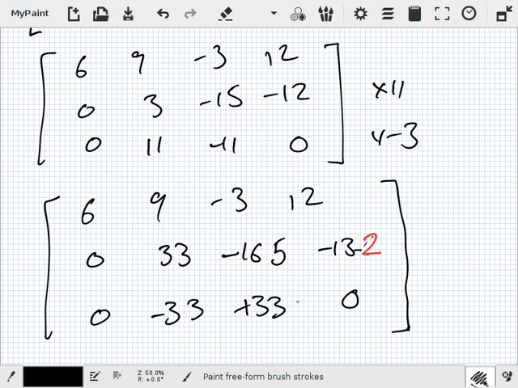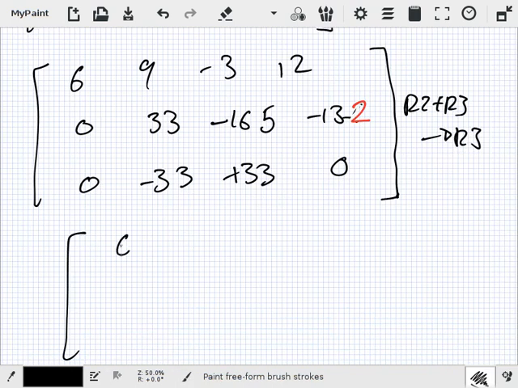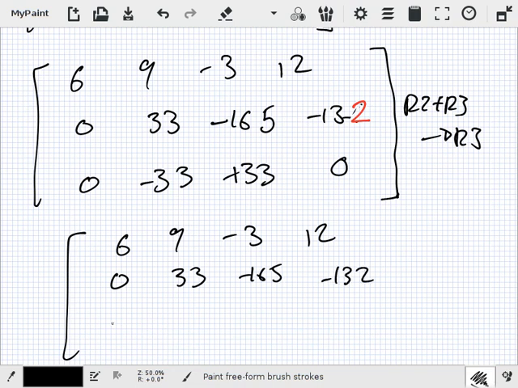Why do I multiply by 11? I'm making these two the same. Row 2 plus row 3, put the answer on row 3. Okay. 6, 9, minus 3, 12. 0, 33, minus 165, minus 132. 0, 0, what's this? Minus 165 plus 33. Minus 132, minus 132.